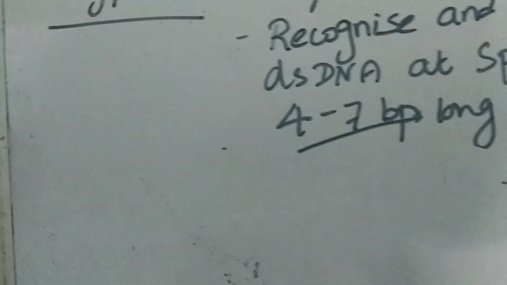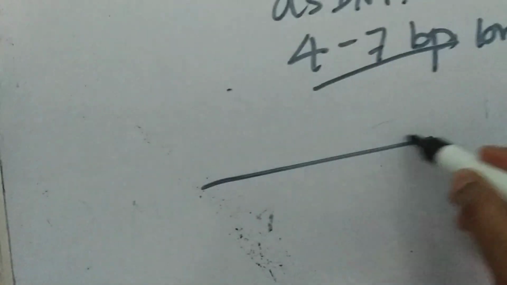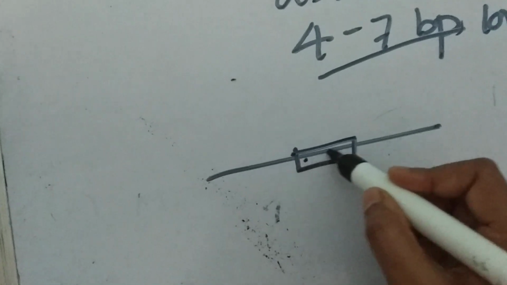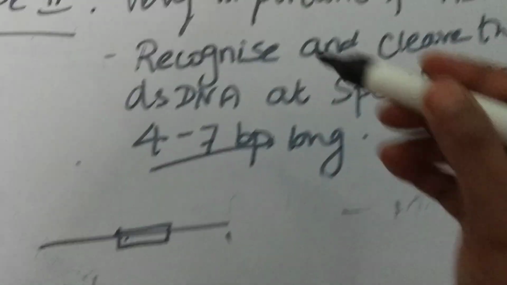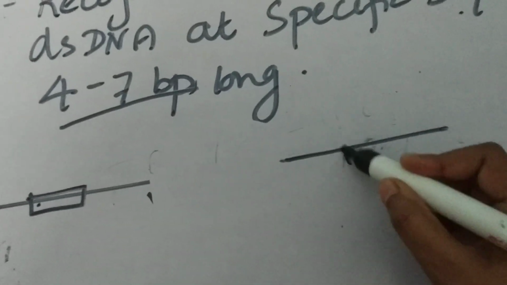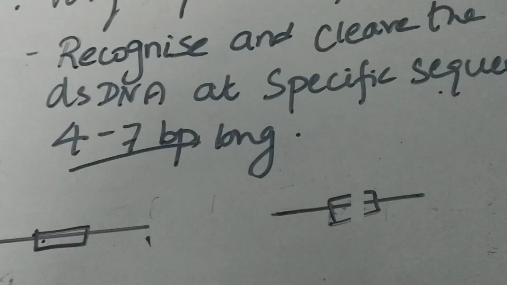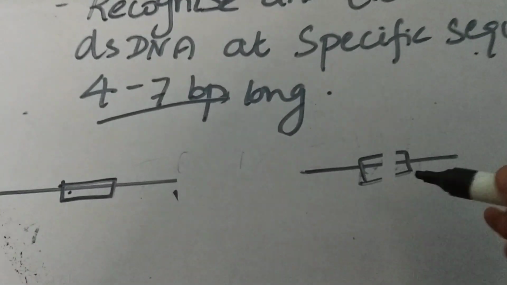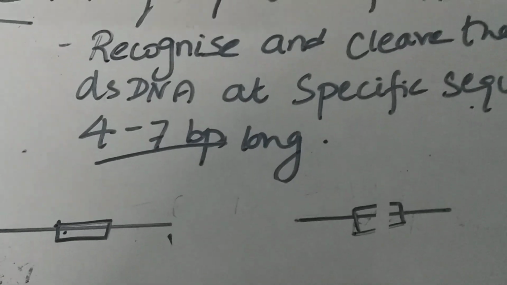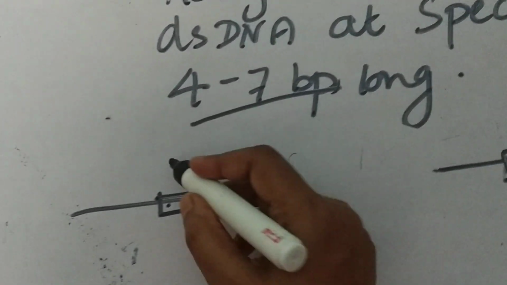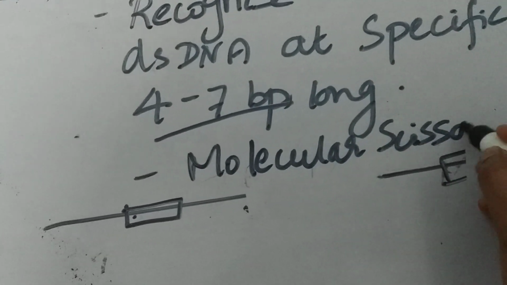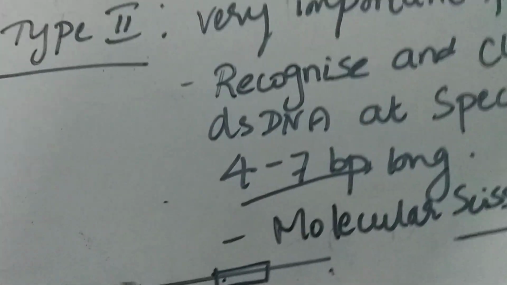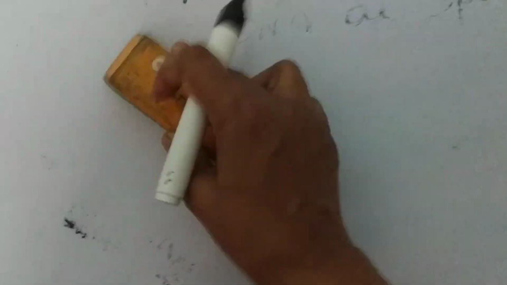Whereas type 1 and type 3, what they do is, supposing they recognize this sequence here, they move away from it and then they go and cut the DNA. Whereas type 2 restriction endonucleases, if they recognize this sequence, they're going to cut it here. So they are very, very specific in their action, and therefore they are used as molecular scissors. So let me give you one of the examples of type 2 restriction endonucleases and then explain to you its action.